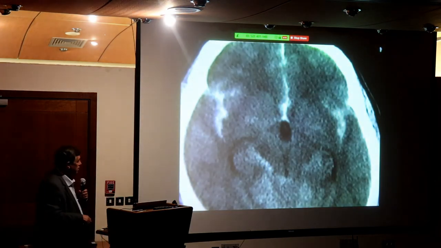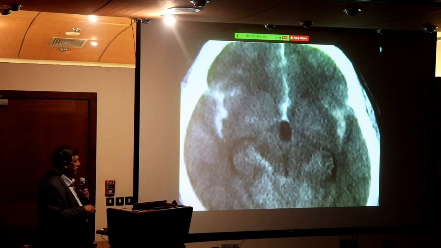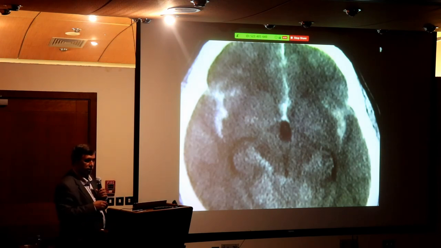Okay, and this is his CT scan. What do you see? The blood in the interhemispheric fissure, blood in the cerebellar fissure on the left, but more blood on the right side. And there is blood in the basal cisterns. We learned to diagnose the cause of hemorrhage by just looking at the CT scan.